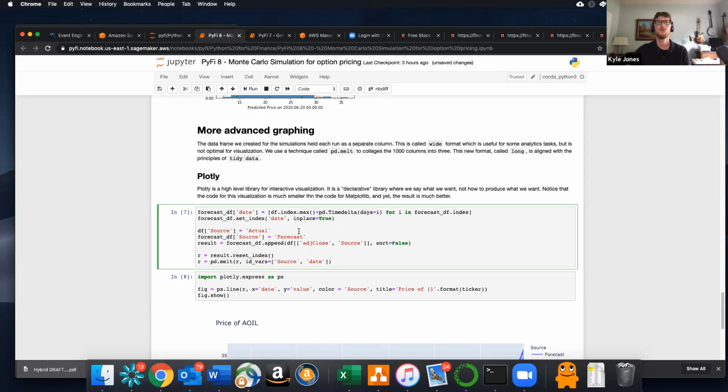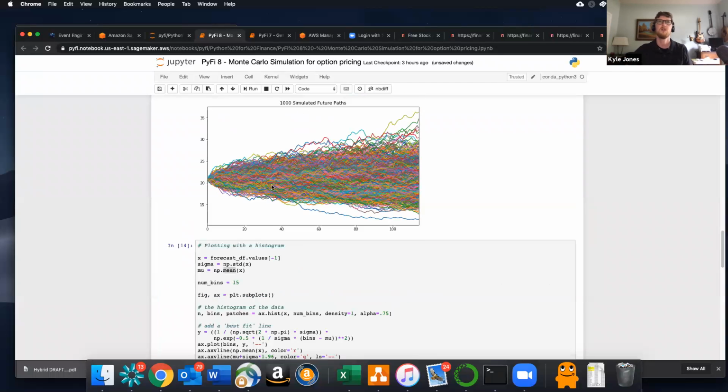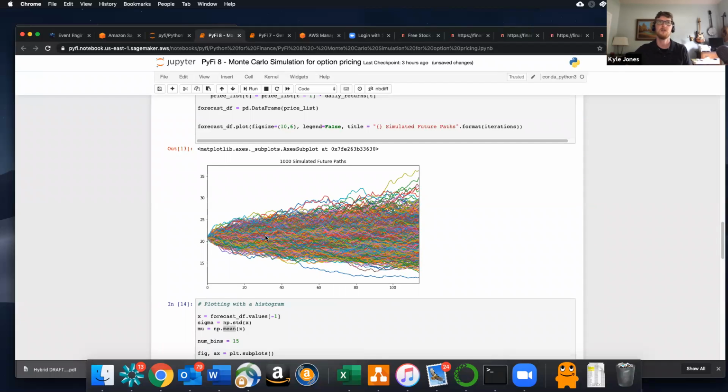So in order to really use Plotly, the first thing I'm going to do is melt my data. When we did the original run of the simulated futures, what we did was create a new column for every simulated future. So that means that the original data frame for forecast is actually 1,000 columns long, and every row is a different day. So you could think of it as a spreadsheet that is 1,000 columns and about 120 rows long.